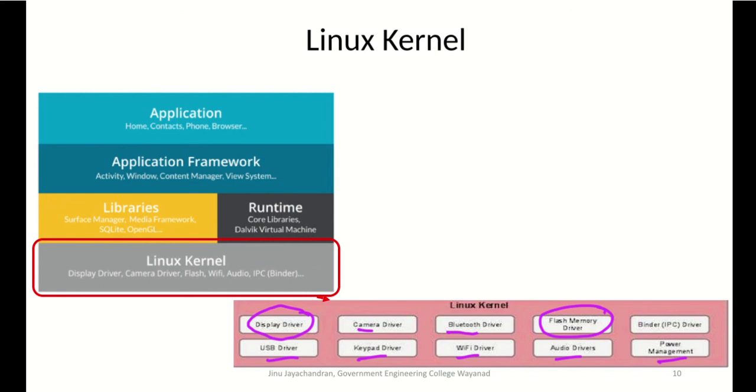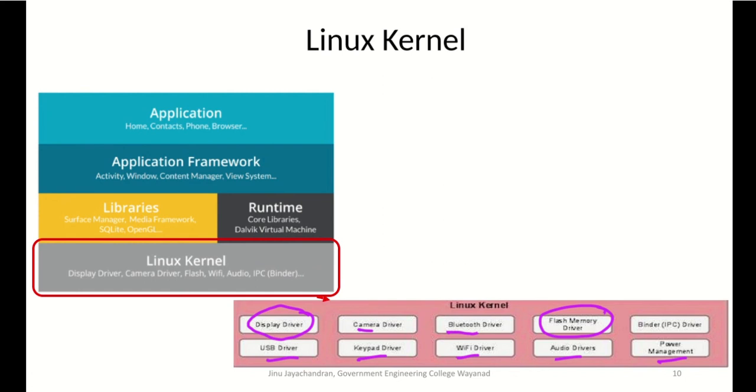Now the Linux kernel might not need to have all these modules. It is customizable, meaning that you can delete some of these drivers which you don't need. For example, if your Android phone doesn't have Bluetooth, you can just remove this Bluetooth driver and customize this Linux kernel.